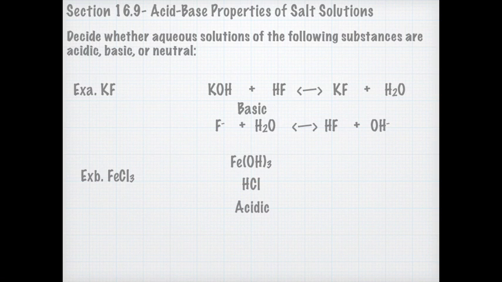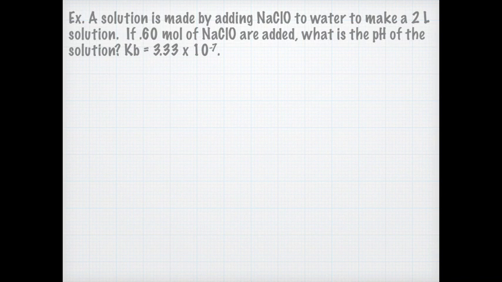But for this problem, I just want you to determine whether the salt is basic, acidic, or neutral. Now, one example of a neutral salt would be NaCl, sodium chloride. The reason that's neutral is that the sodium came from sodium hydroxide, which is a strong base, and the chloride came from hydrochloric acid, which is a strong acid. Therefore, both the cation and the anion came from strong acids and bases, and it's going to be a neutral salt.